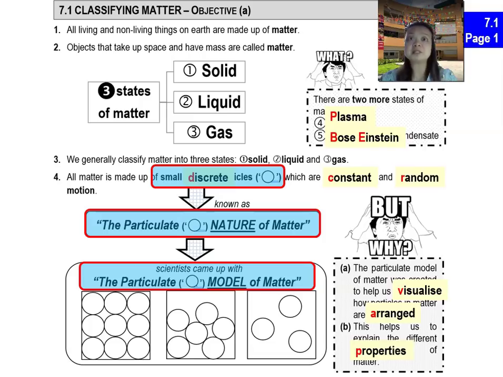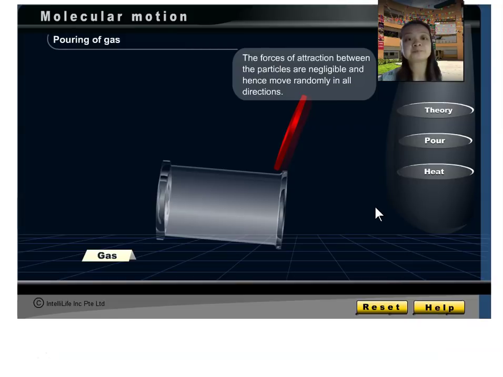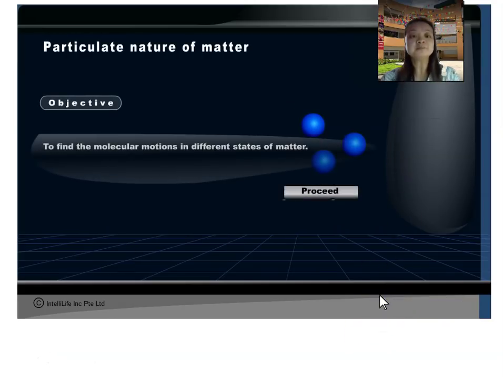So when we talk about properties of matter, we're talking about volume, we're talking about shape, we're talking about density, we're talking about whether they can be compressed. Okay, so these are all properties that we will mention later on. Okay, so I would just like to show you this particular animation. Alright, so again, we are going to use small discrete particles to represent solid, liquid, and gas particles.